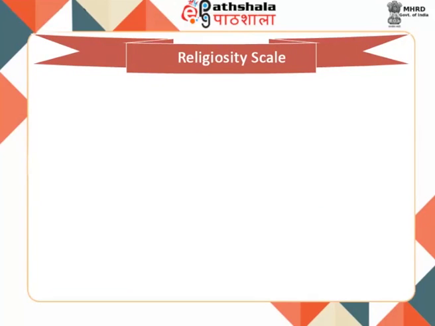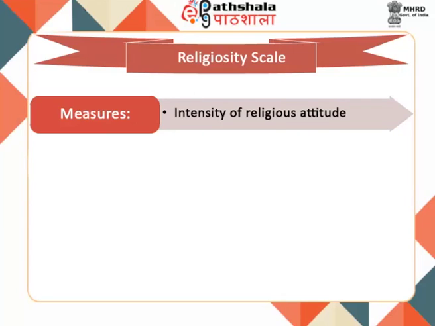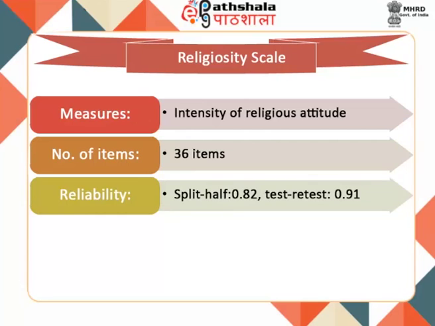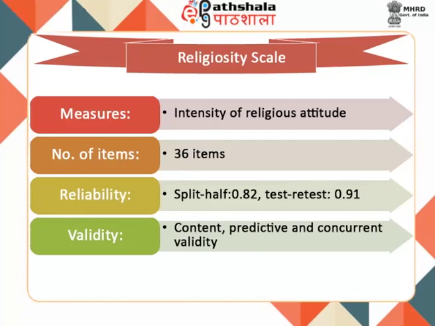Religiosity scale. Applicability: students and adults. Measures intensity of religious attitude. Number of items: 36 items, 5 alternative responses, and the testee can choose any one response. Reliability: split half reliability is 0.82, test retest reliability 0.91. Validity: content, predictive, and concurrent validity.